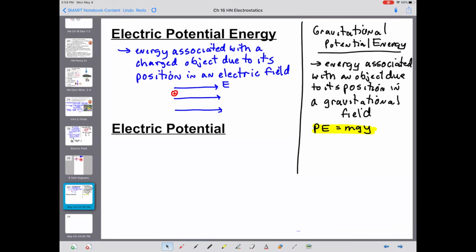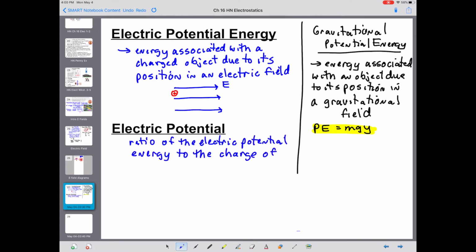Now, electric potential energy is useful, but usually when you're dealing with charges, you're not moving a single charge. You're moving millions, billions, trillions. So then we need to introduce the idea of electric potential, which, kind of paralleling it to electric fields, is going to be a ratio. It's going to give us a number that is not only more useful, but used more in the everyday world. We're going to define electric potential as the ratio of the electric potential energy to the charge of the object.